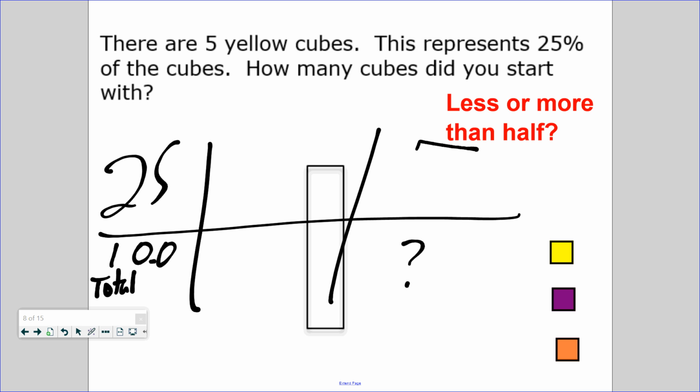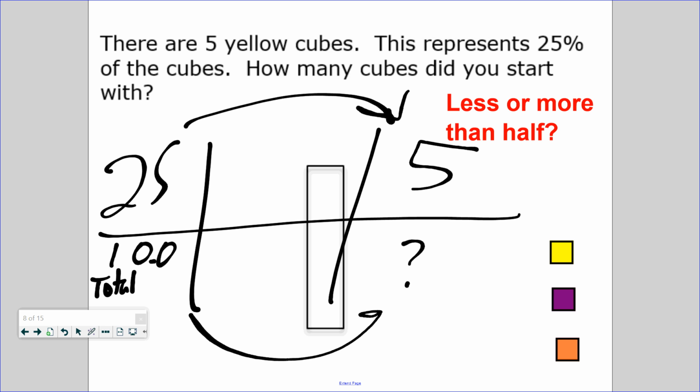So 5 represents part of it. How do you break down 25 to 5? Divide by 5. 100 divided by 5 is 20.